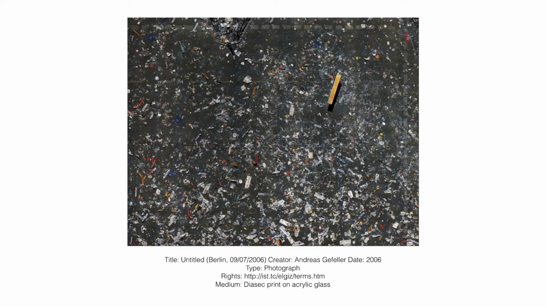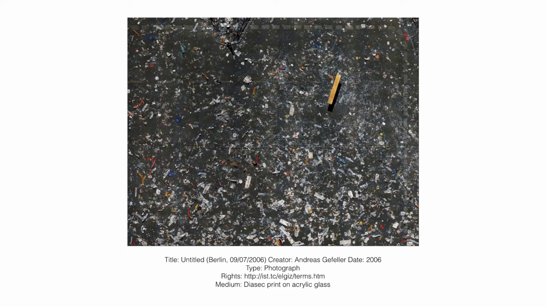Let's have a look at this image here. This is an aerial shot by Andreas Gefeller, and it looks like the carnage after some kind of festival or parade or something. So they've got this kind of litter and rubbish everywhere, and then we're drawn to this bench in that top corner with its beautiful cast shadow there.